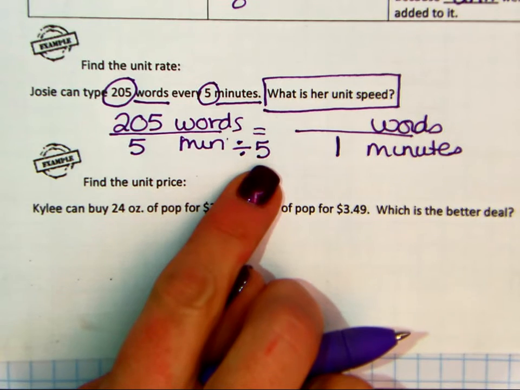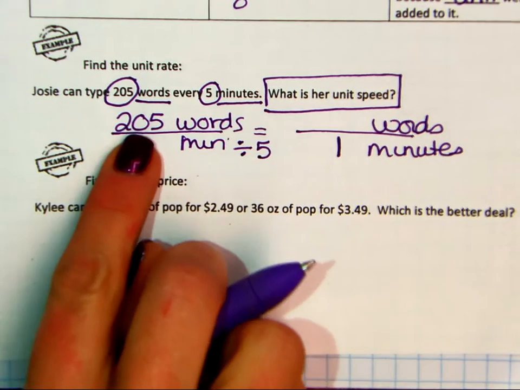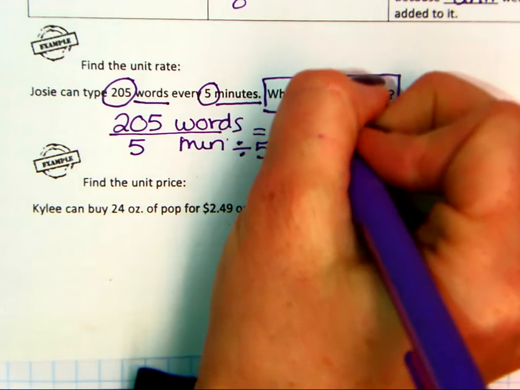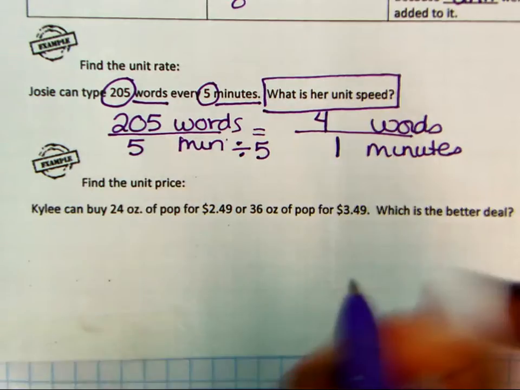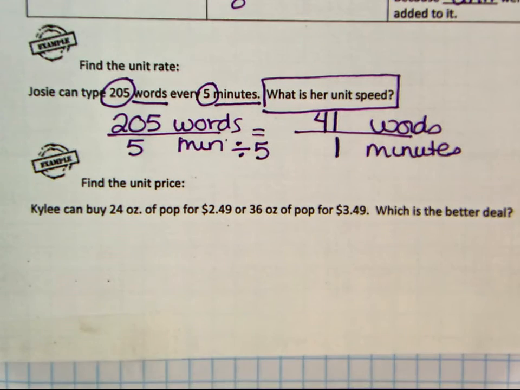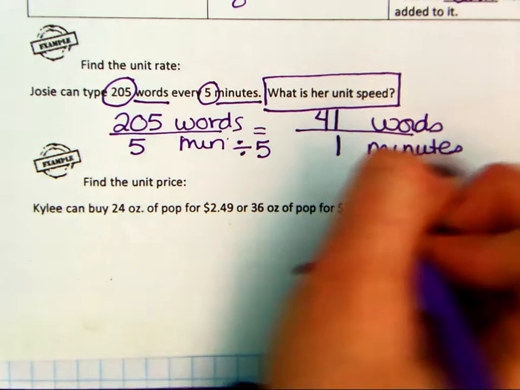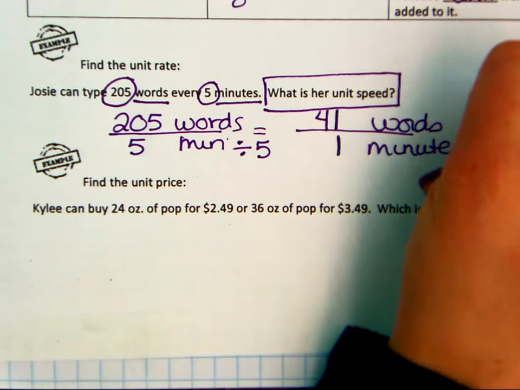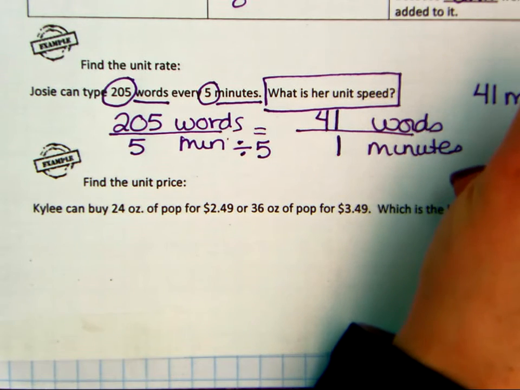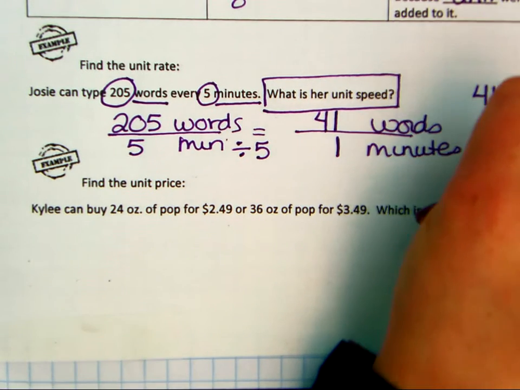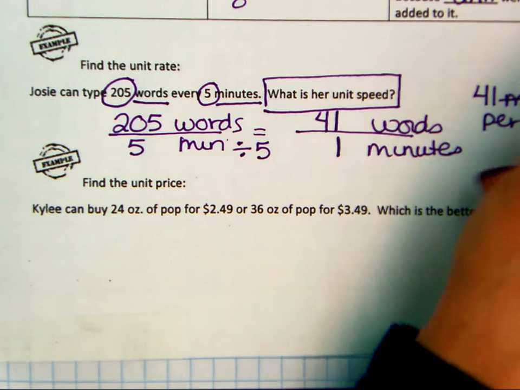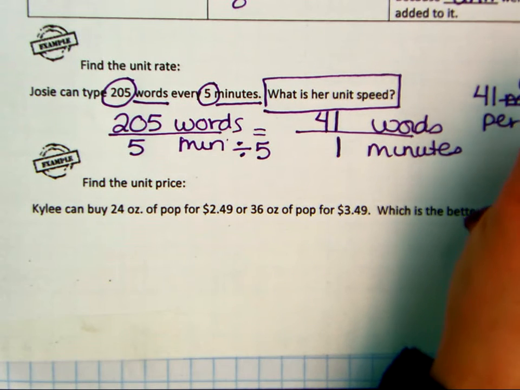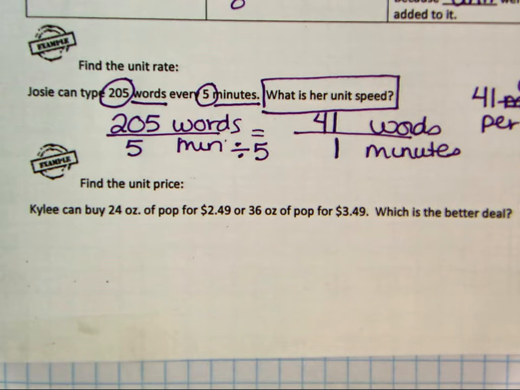205 divided by 5. Well, let's think about that. 20 divided by 5 is 4. 5 divided by 5 is 1. So I can tell now that 41 minutes per, or I'm sorry, I said minutes. I meant to say words. Sorry about that. 41 words per minute. So that's how you find the unit speed.